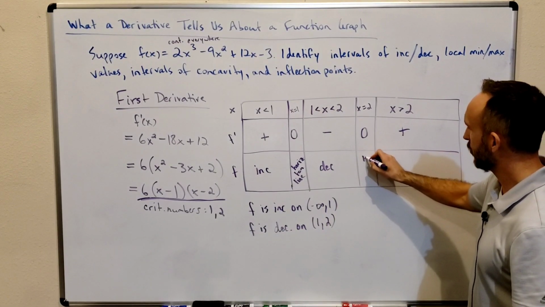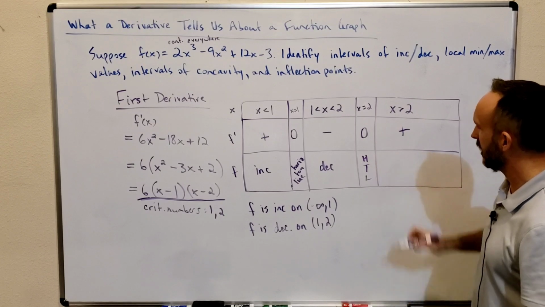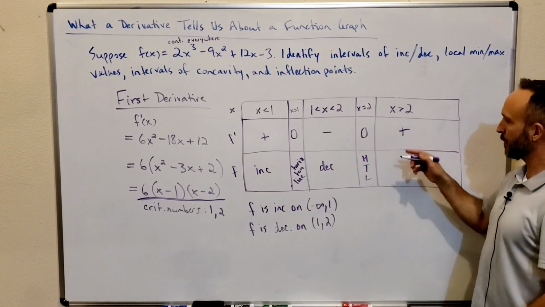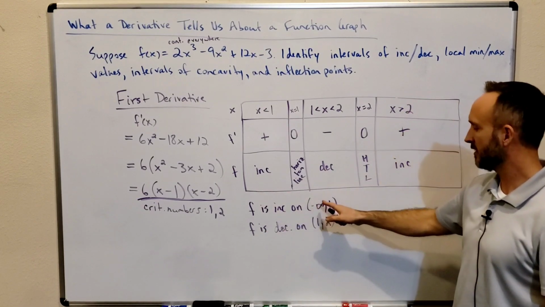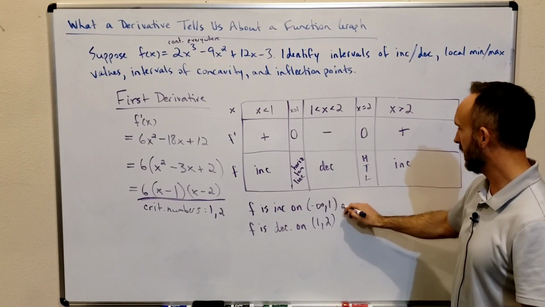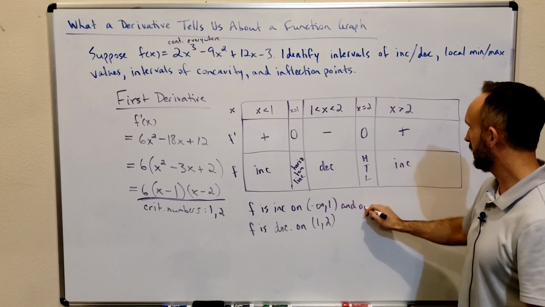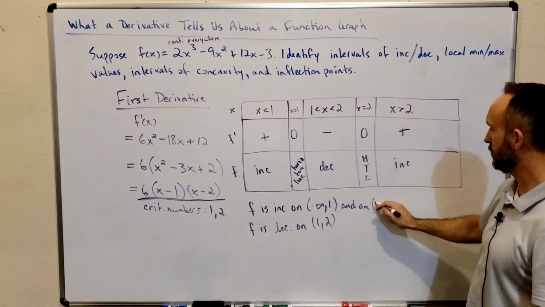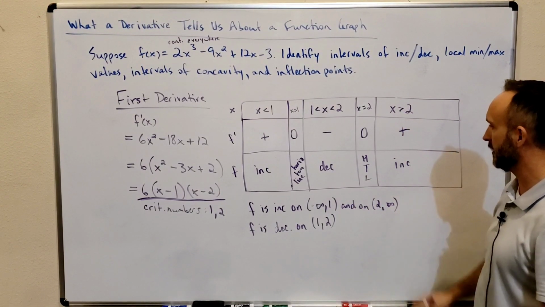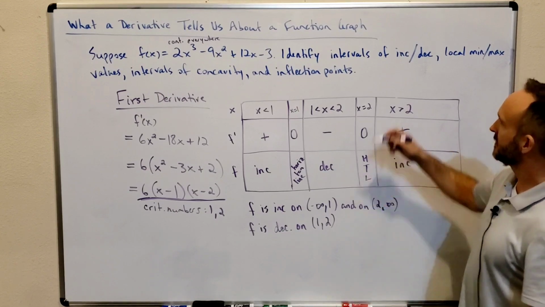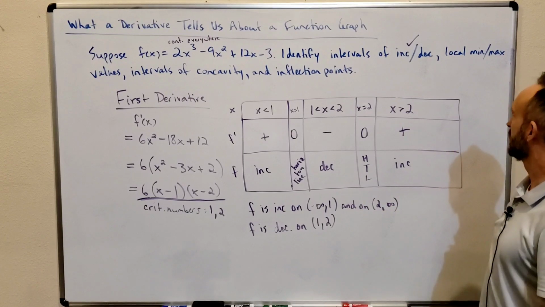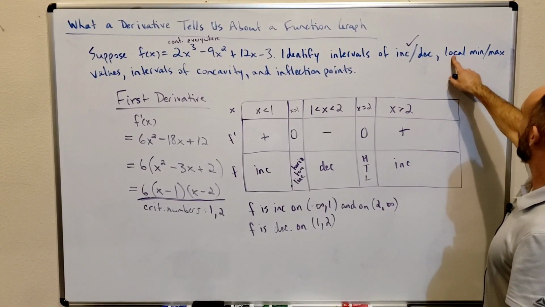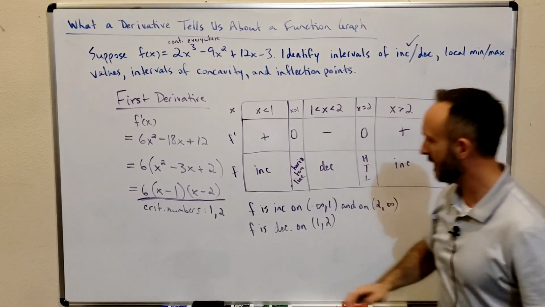Here we have another horizontal tangent line. F prime is positive, so we're increasing again. So f is increasing from negative infinity to 1 and on the interval for x values bigger than 2, so from 2 to infinity. And we've got all of the intervals of increase or decrease. Done. The next part is to identify local min or max values.